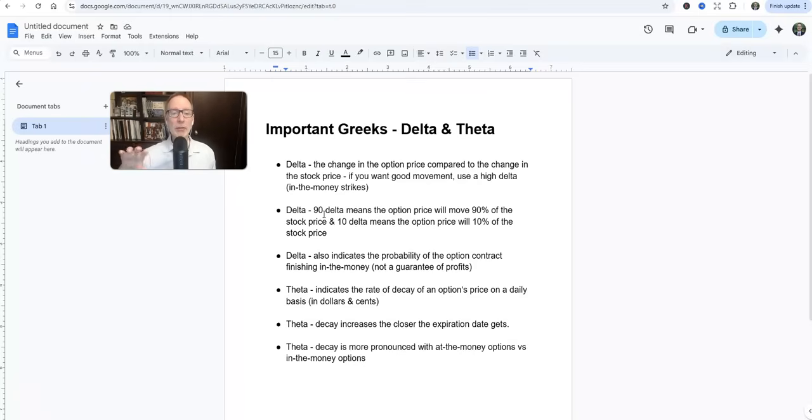So the delta tells you the probability of it being in the money, but that doesn't mean it's going to make a profit. Okay, so that's pretty much delta. I'll show you the option chain and we'll take a look at those numbers.